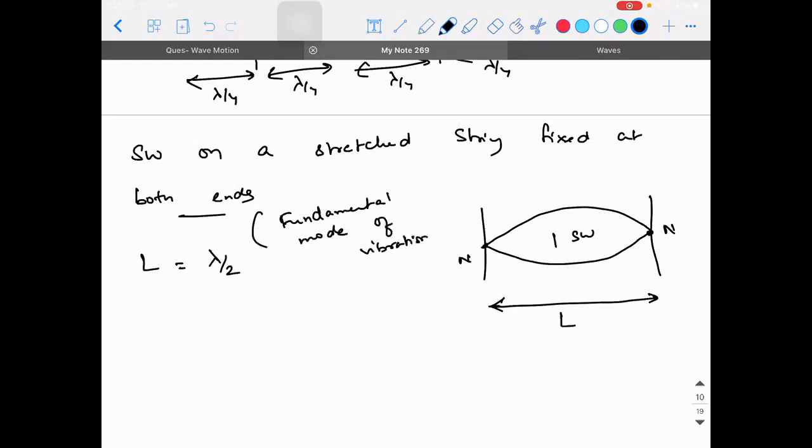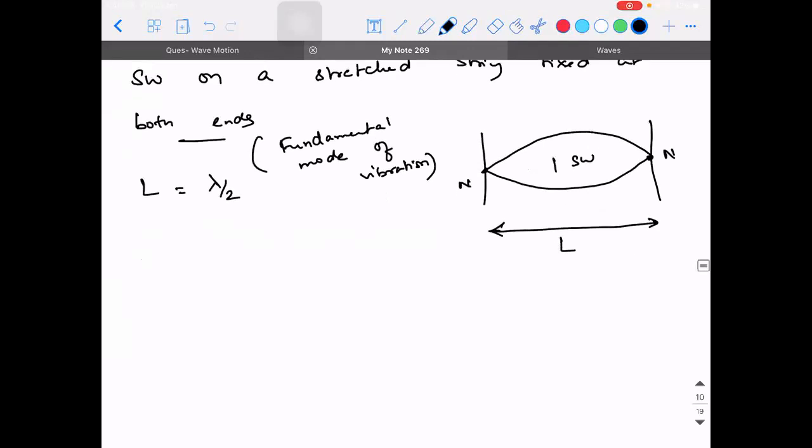When I say fundamental mode of vibration, how many standing waves are produced? Only one. L is equal to lambda by 2, so lambda will be equal to 2L. But the main application of a musical instrument is to generate a frequency. So how do I write lambda in terms of frequency? Lambda is equal to V divided by F, which equals 2L. So F will be equal to V divided by 2L.